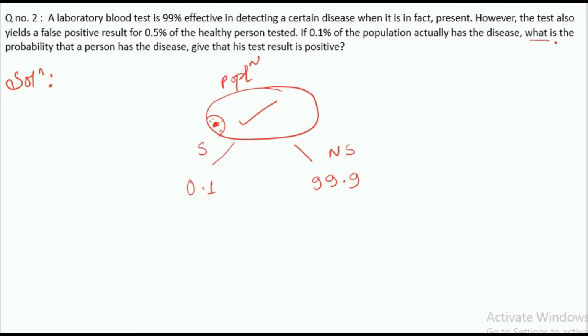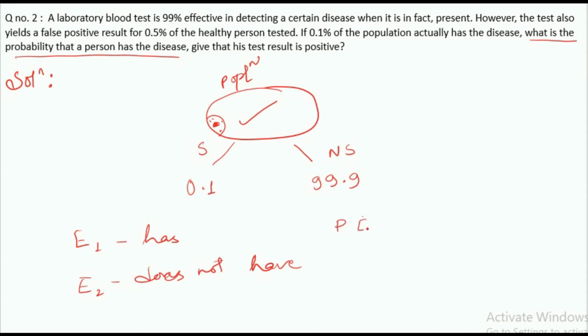So what we need to find, focus on this: what is the probability that the person has the disease? So what is our event? Event E1 is has the disease, and E2 is does not have the disease. Then I will find my probability of E1 and probability of E2. Then I'll see what is given: given that the test result is positive. So I will write my A and then I will solve. I hope this is clear.